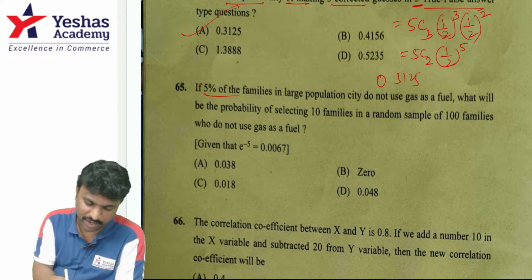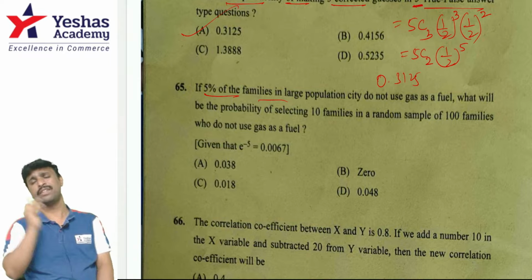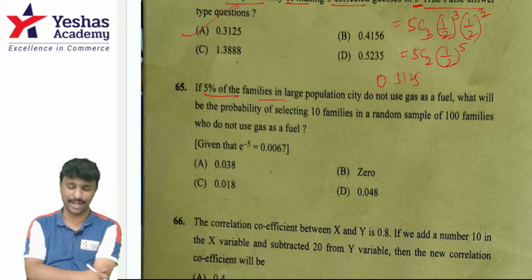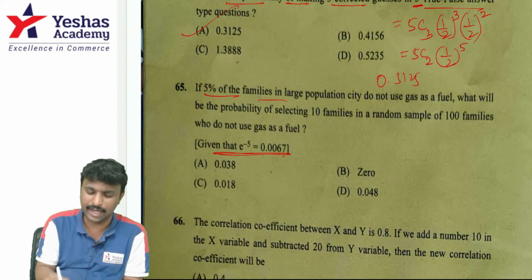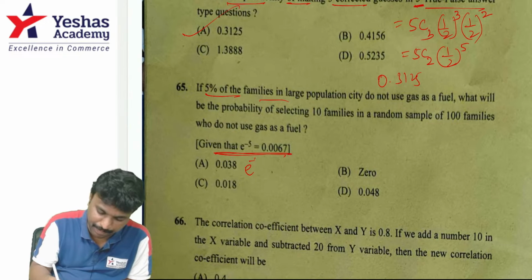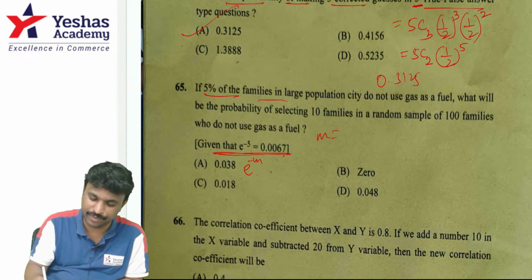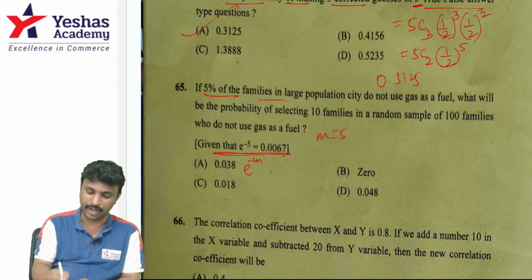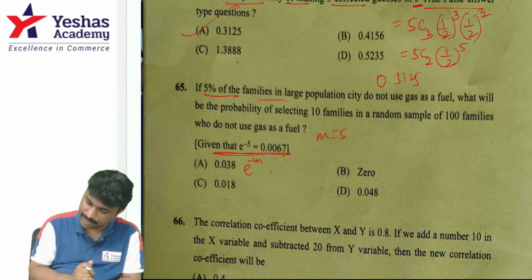Moving on to the next question, 5% of the families. Whenever the question is lengthy, please don't read the entire question, read the last part of it. This will tell you that it is a Poisson distribution you have to use, because this resembles e power minus m, where m is equal to what? 5. Right? When comparing with e power minus m, the m value is 5.